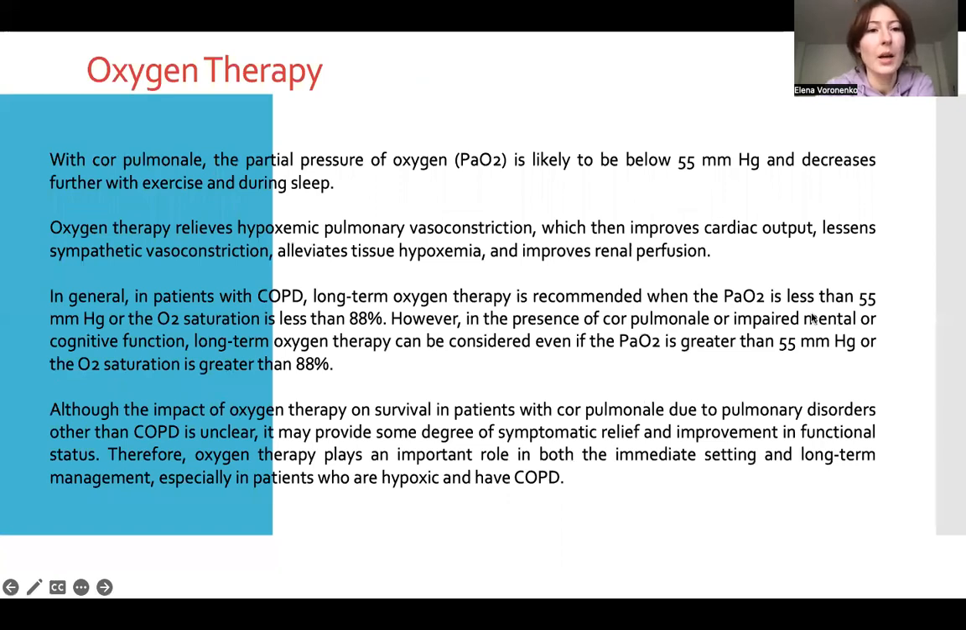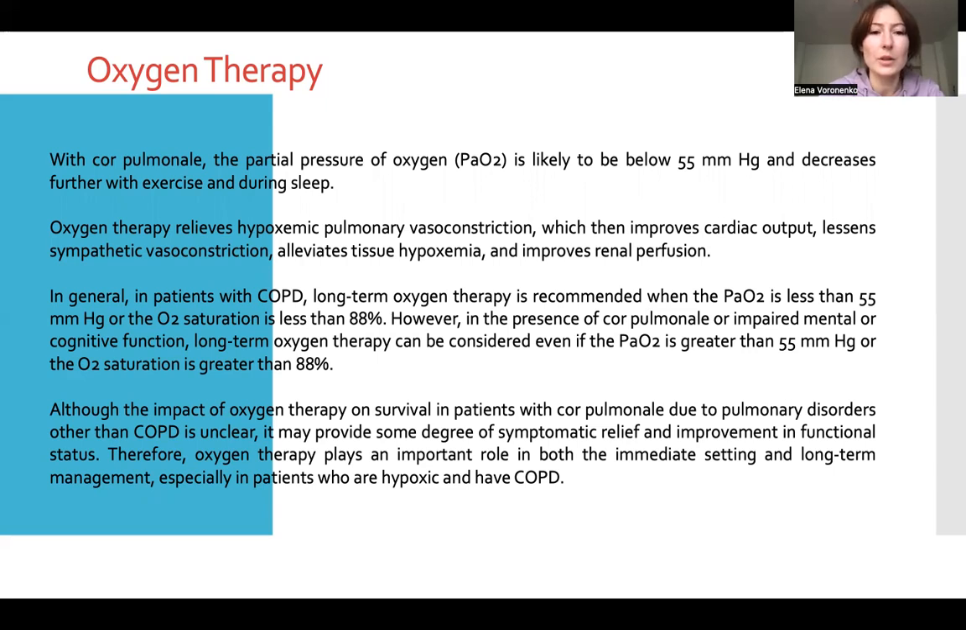Oxygen therapy. With cor pulmonale, the partial pressure of oxygen is likely to be below 55 millimeters Hg and decreases further with exercise and during sleep. Oxygen therapy relieves hypoxemic pulmonary vasoconstriction, which then improves cardiac output, lessens sympathetic vasoconstriction, relieves tissue hypoxemia, and improves renal perfusion.